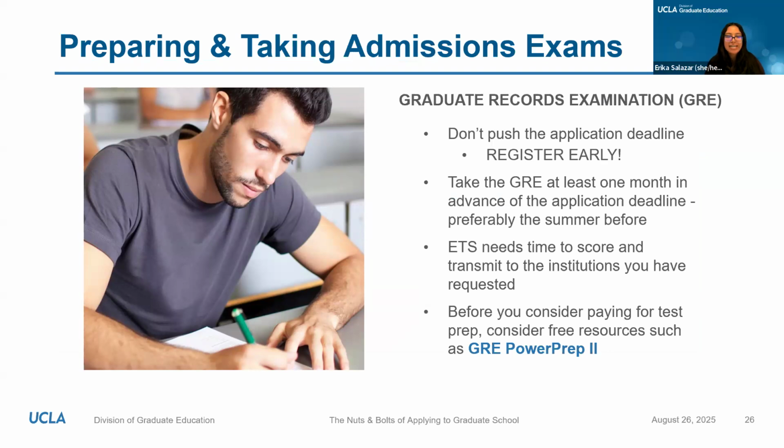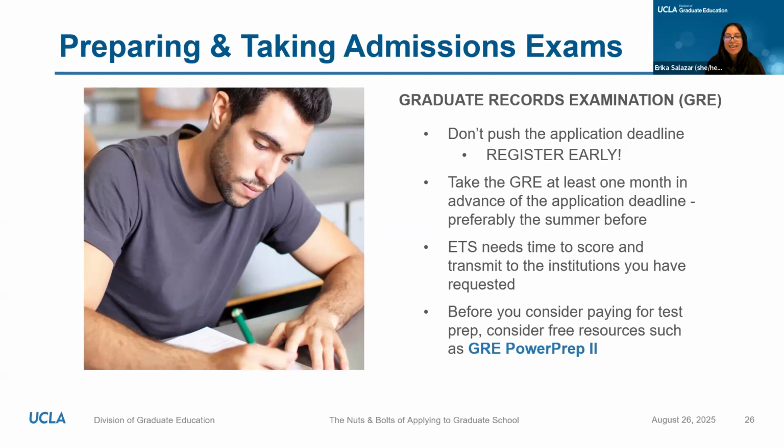You want to take that GRE at least 1 month in advance of the application deadline, preferably the summer before, because ETS, which is the testing service, does require time to score and transmit to the institutions that you have requested. Before considering paying for any test prep, there are free resources available to you that ETS actually provides. So if you go into a web browser, into a search engine, and you input GRE Power Prep 2, it should lead you to the ETS website where you can find 2 previous mock examinations of the GRE. So that can help you prepare for this admissions examination.